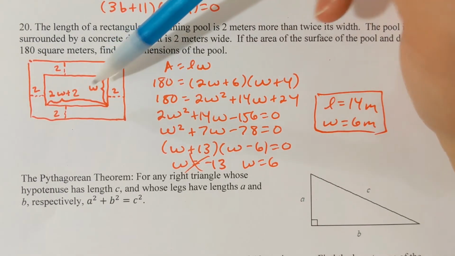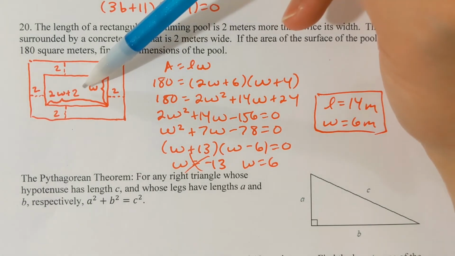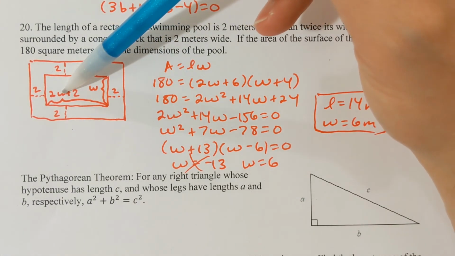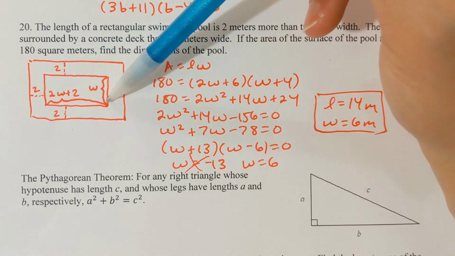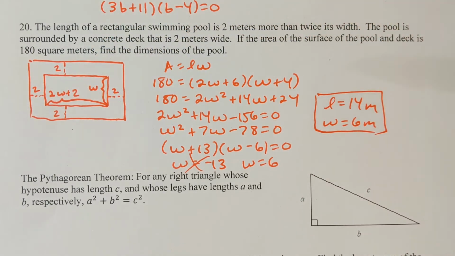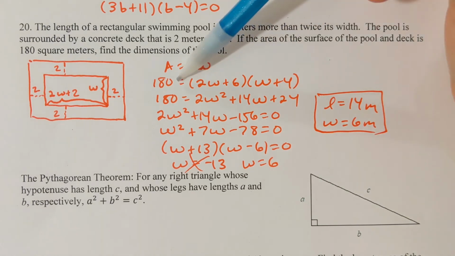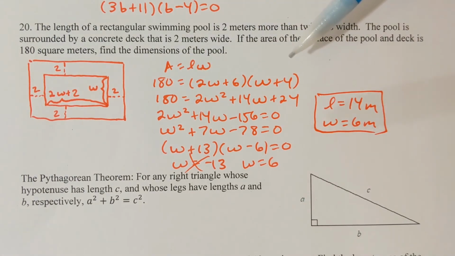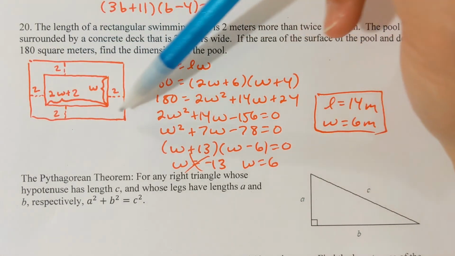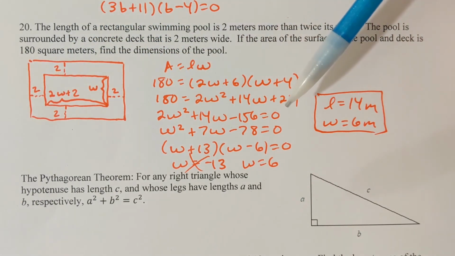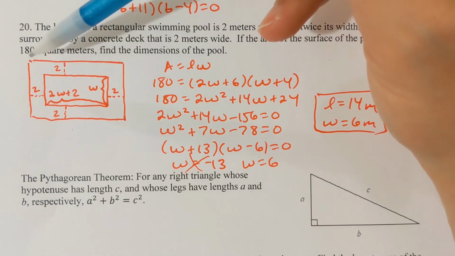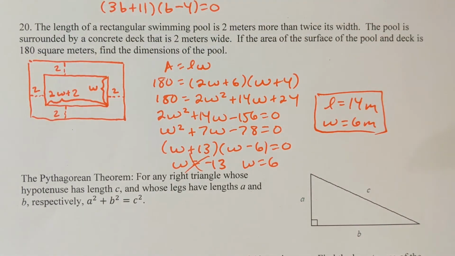Okay, the length is 2 meters more than twice the width. So twice the width would be 2W, 2 meters more than that, 2W plus 2 would be the length of the pool. The area of the surface of the pool and the deck is 180 square meters. So that means that the area of this big rectangle here, the bigger one, is 180 square meters. Well, because it's a rectangle, I want length times width.